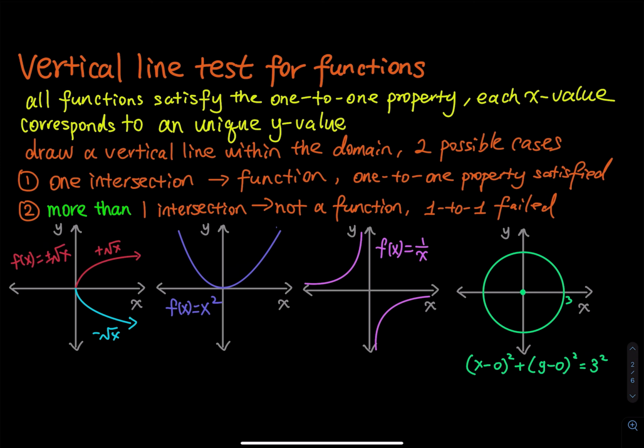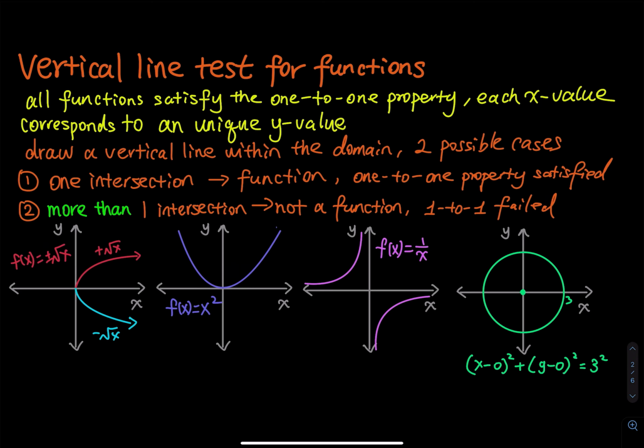For the one-to-one property, you write down a function on your paper, and then you pick an x value. Let's say x equals 1, and then you plug it into the function to get the y, right? It doesn't matter what x value you choose. Every time you choose an x value and plug it into the function, you will get one unique y value. This is the one-to-one property. One x corresponds to one y.